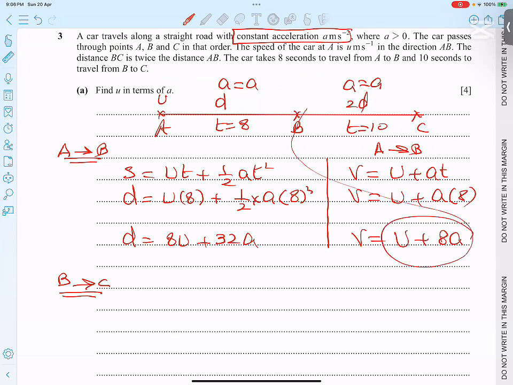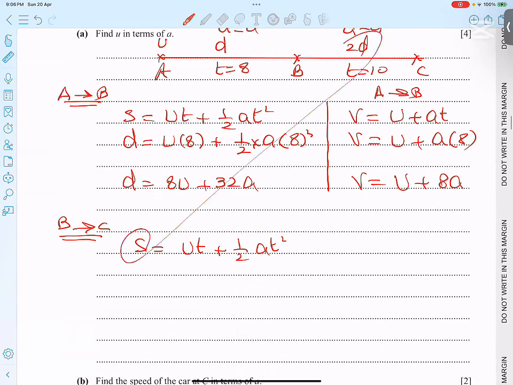The final velocity of this motion will become the starting velocity of this motion, so this will act as U. I'm applying the formula again: S is equal to UT plus half AT squared. In the place of S, I'm putting 2D.